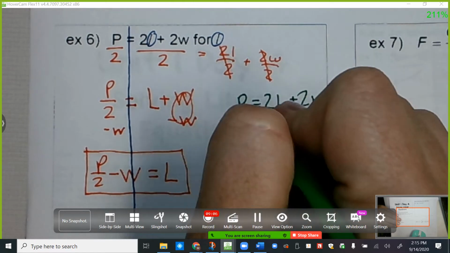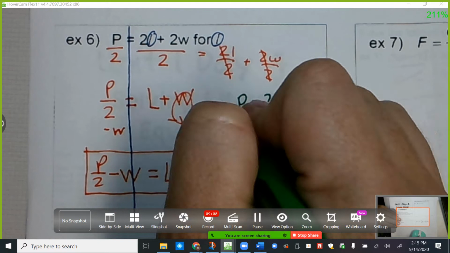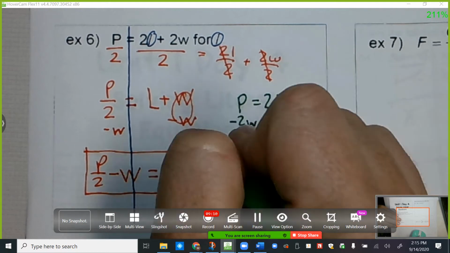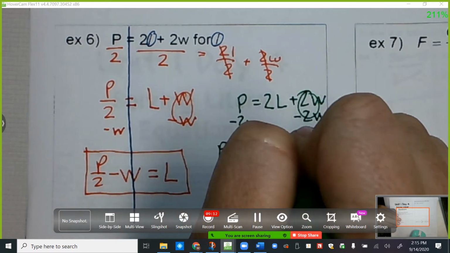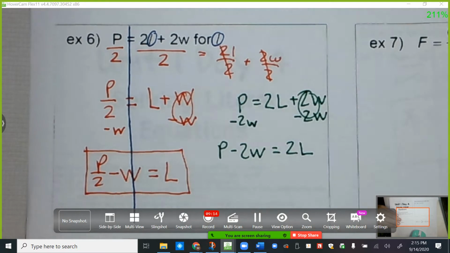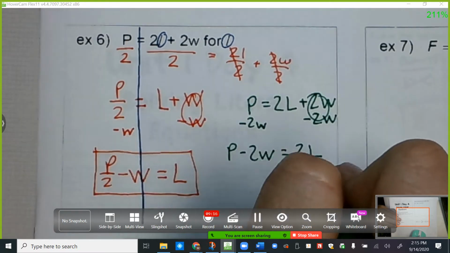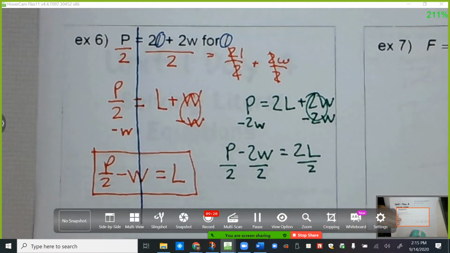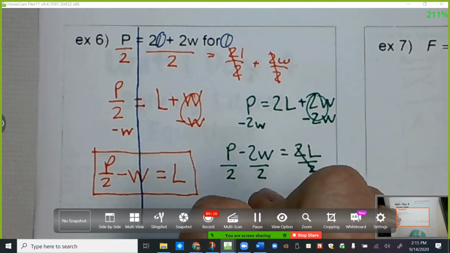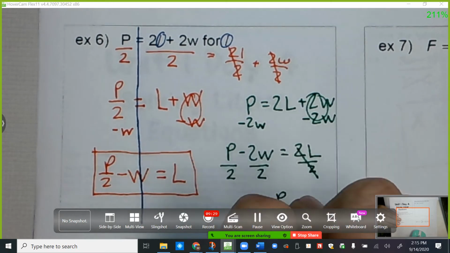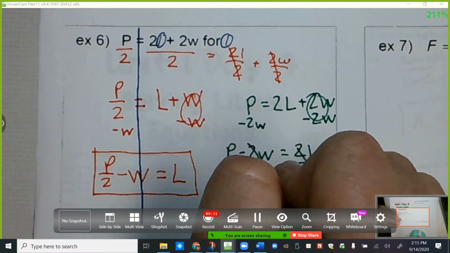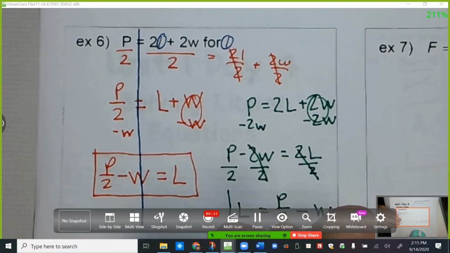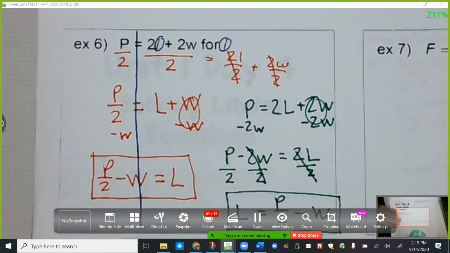Okay, so my other classes have subtracted 2W first, which gives you P minus 2W equals 2L. Okay? And then you'll divide by 2. But I'm going to separate that division because couldn't this technically simplify? So since that simplifies, we get L equals P over 2 minus W. Do you see you get the same answer?